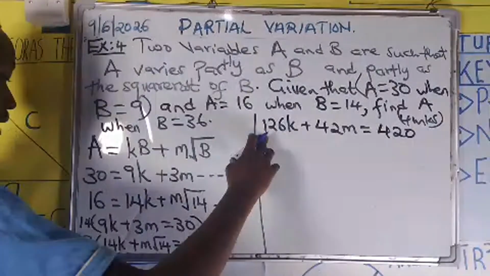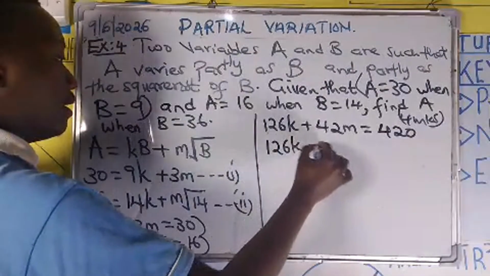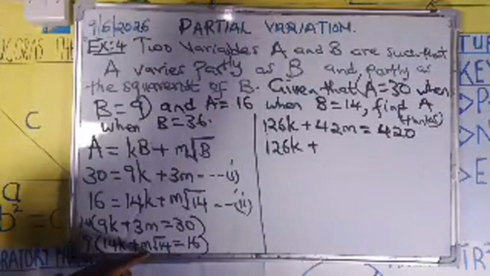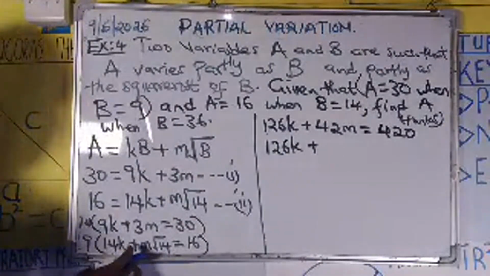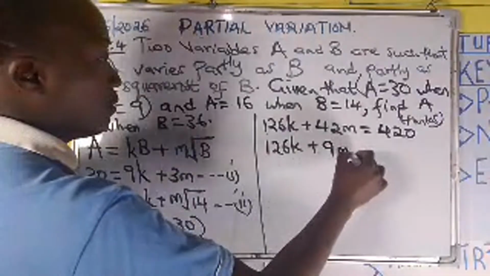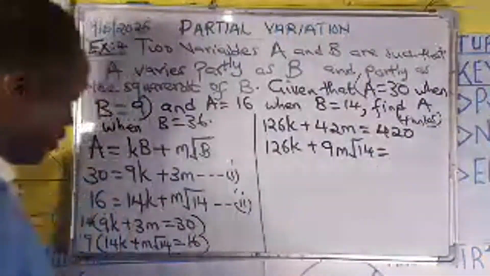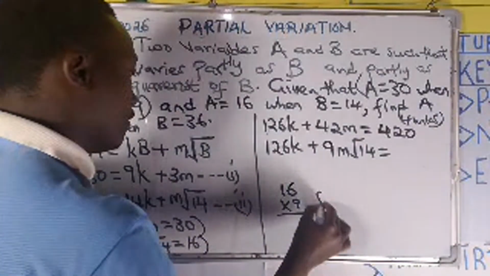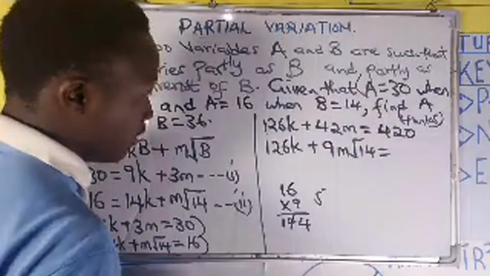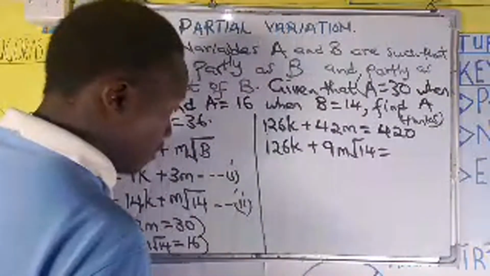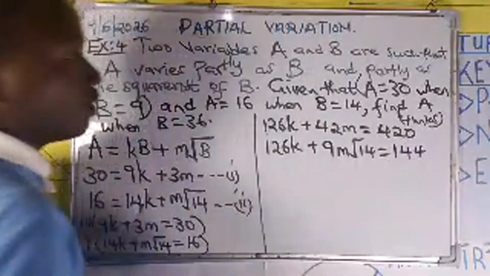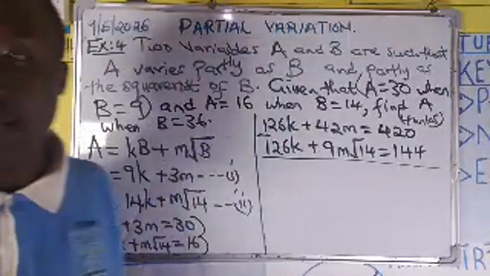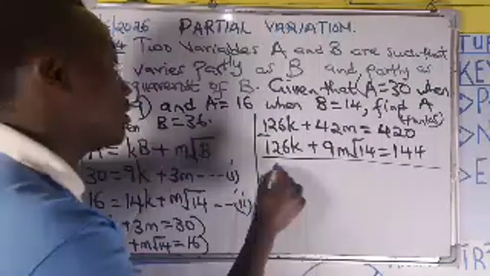Then this one we have 126k plus 9 times m root 14, which is 9m root 14, equals 16 times 9, which is 144. So tukisubtract hapo, 126k minus 126k itakuwa 0.